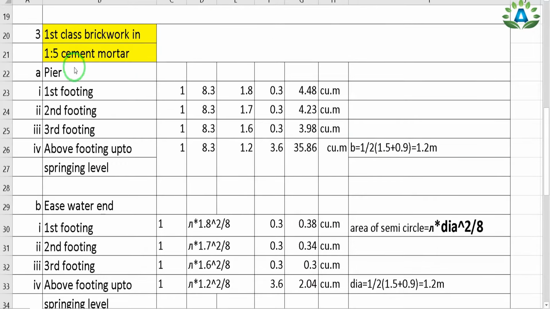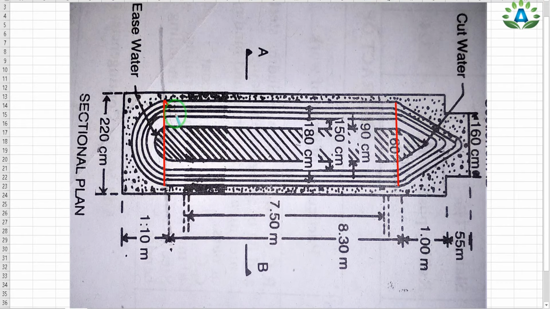Now we have done the brickwork in this pier portion. Now we are going to do the brickwork in the east water end portion, that means our semicircular portion. That means we have already done the brickwork in this rectangular portion for all the footings. Now our next step is to calculate this brickwork for this semicircular portion.